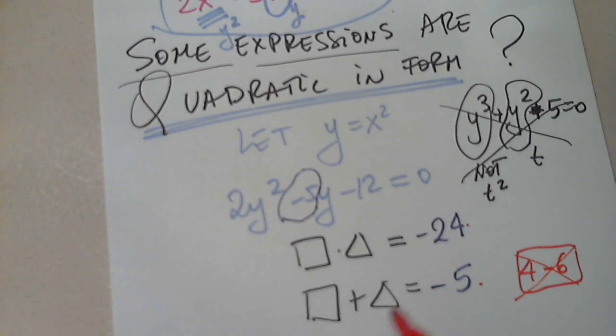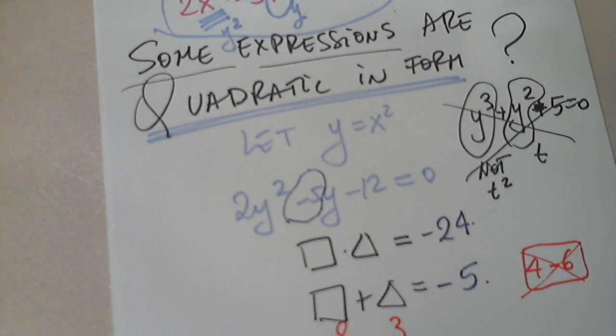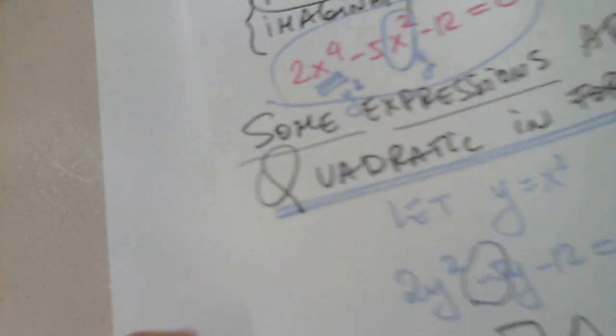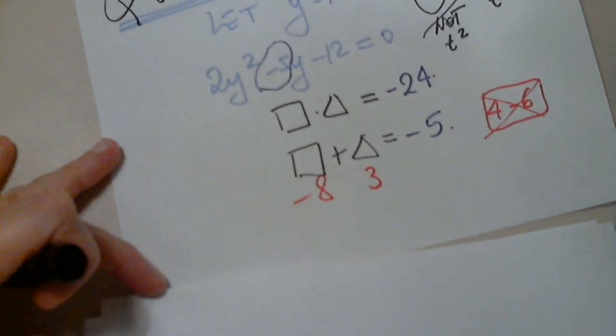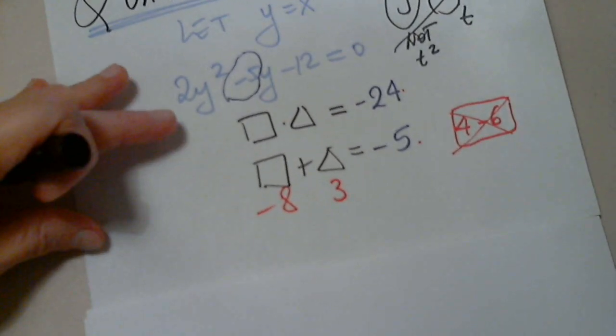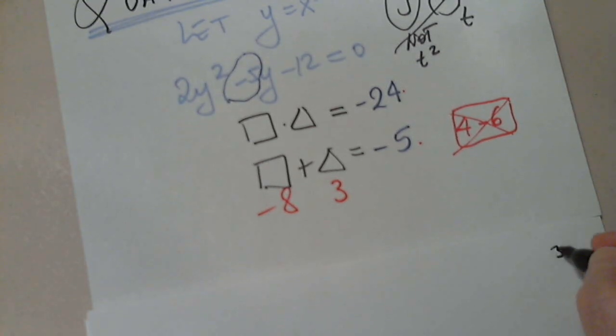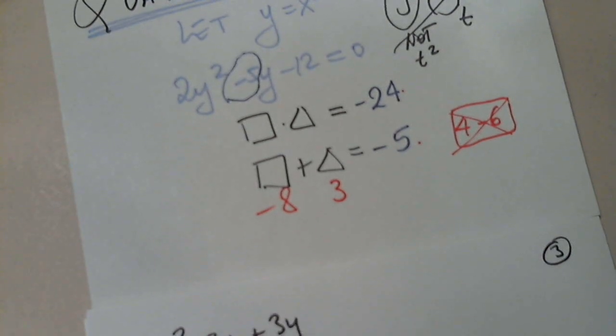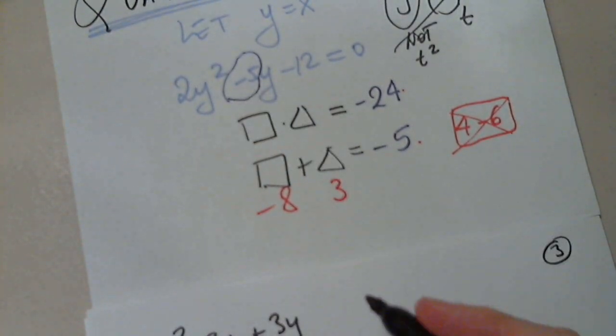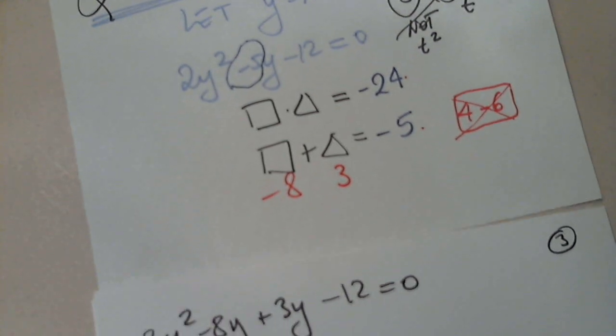Negative 8 and 3. Thank you. Good. So now remember what we do. We are going to involve factoring by grouping, but not before we change the equation. So we have 2y squared minus 8y plus 3y, which is the same as negative 5y, and minus 12 equals 0. Perfect. What next?